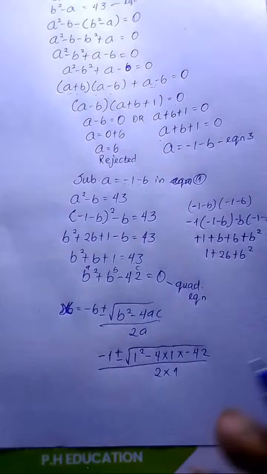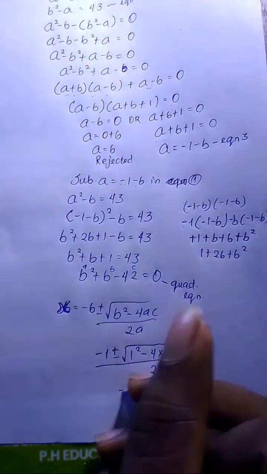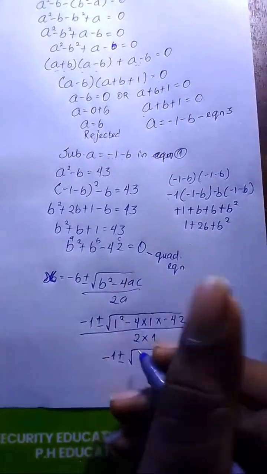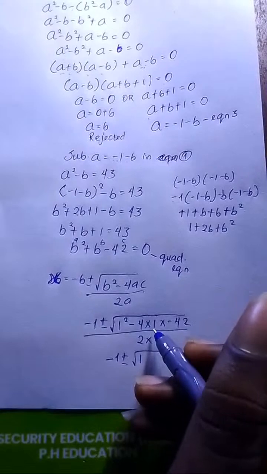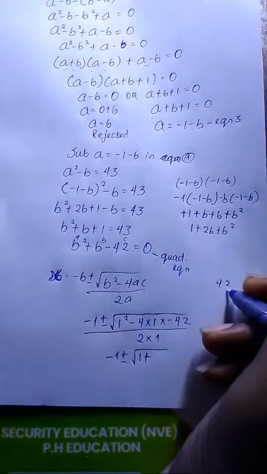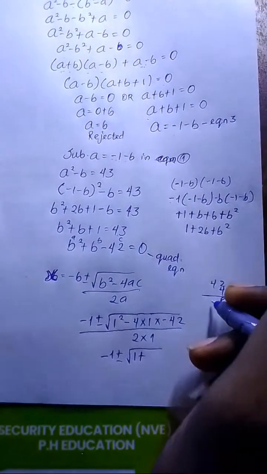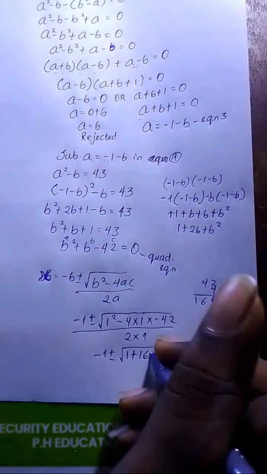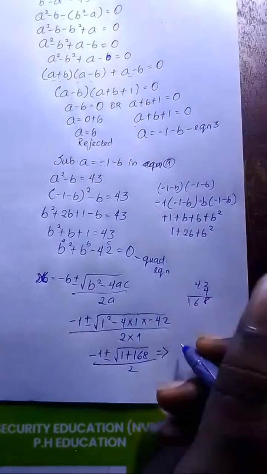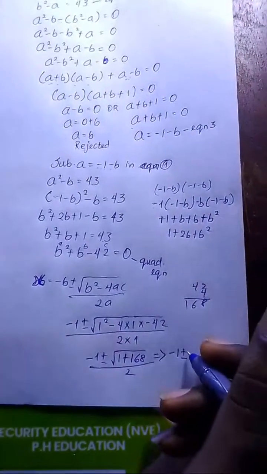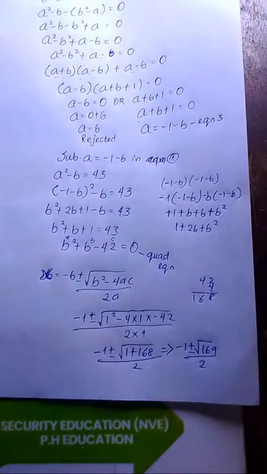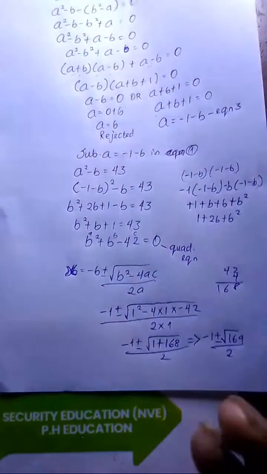So from here we have minus 1 plus or minus square root 1 squared is 1, minus 4 times 1 is minus 4, minus 4 times minus 42, that will give us plus. So let's see, 42 times 4, that's 2 times 4 is 8, 4 times 4 is 16, that's giving us 168, over 2, right? So what's this giving us? That's giving us minus 1 plus or minus square root of 1 plus 168, which gives us 169, over 2. So we have minus 1 here. Let's come here.